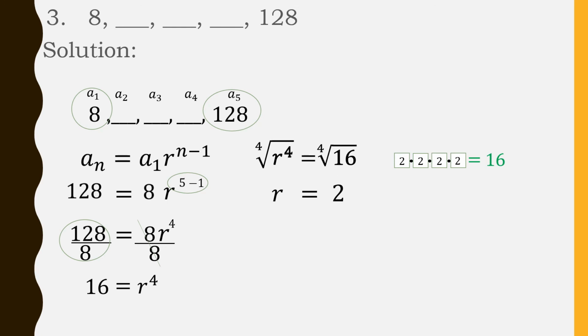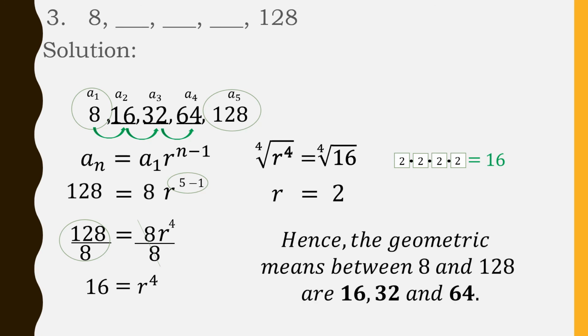Now, use r to multiply by our first term to get the second term. So 8 times 2 is 16. Multiply it by our second term to get the value of our third term. 16 times 2 is 32. Times another 2 to get our fourth term, that is 64. Hence, the geometric means between 8 and 128 are 16, 32, and 64.